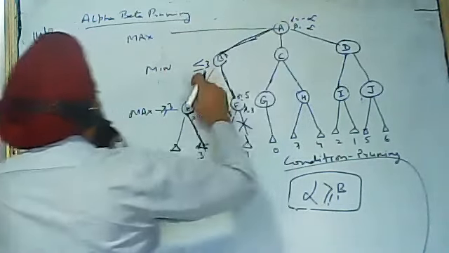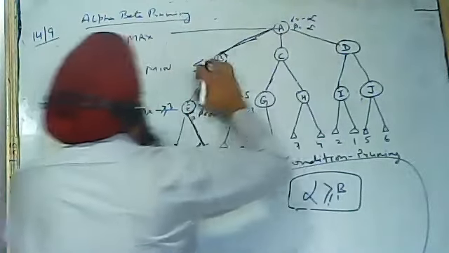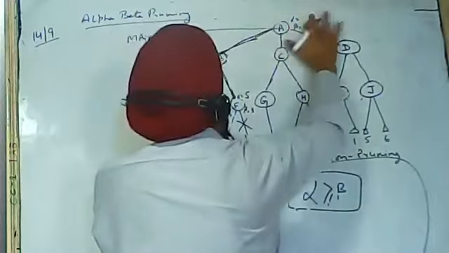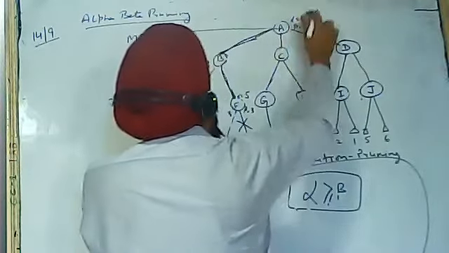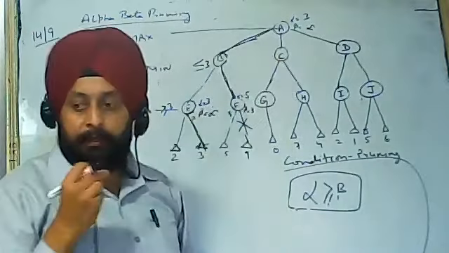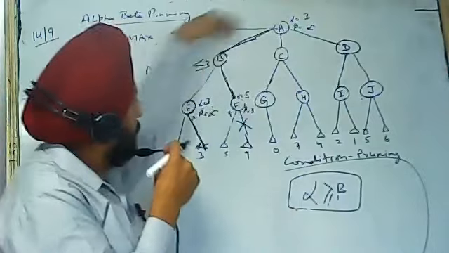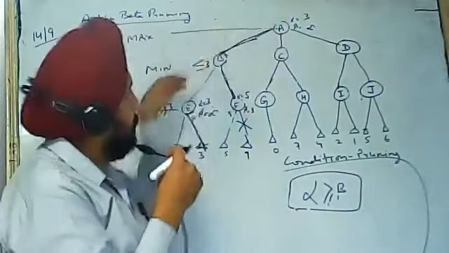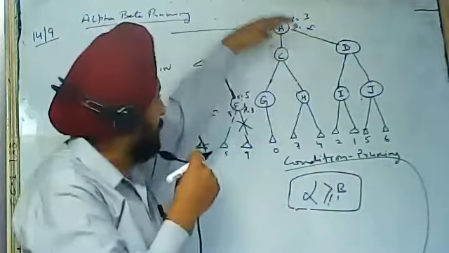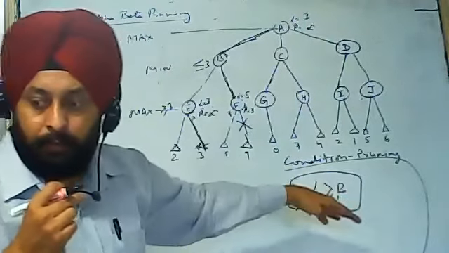so alpha will get 3. 3 is greater than minus infinity, so 3 will be shifted here. So alpha gets 3 and beta already has infinity. Now I said the value of a node can be transferred upward. That has been transferred. But the alpha beta value goes downward.